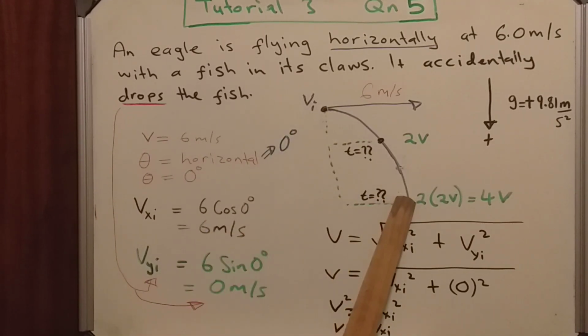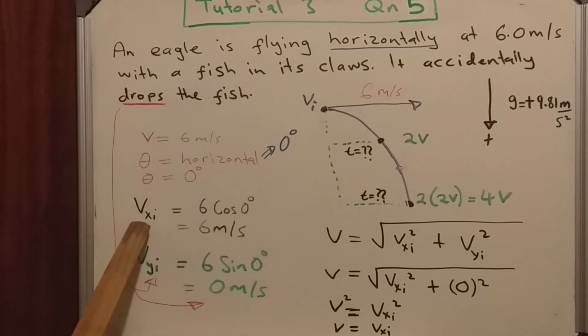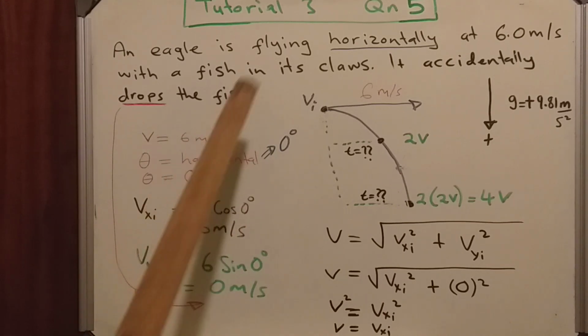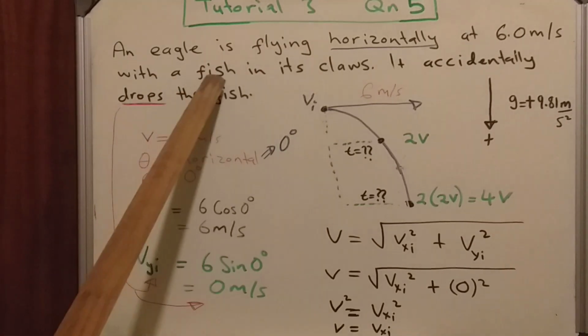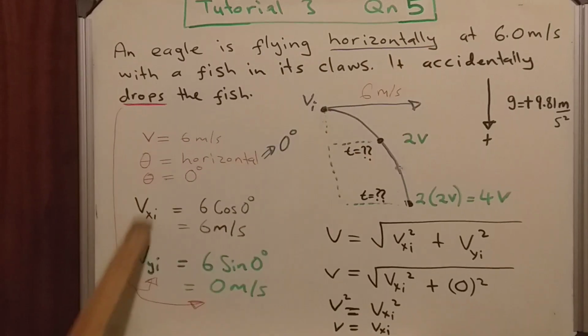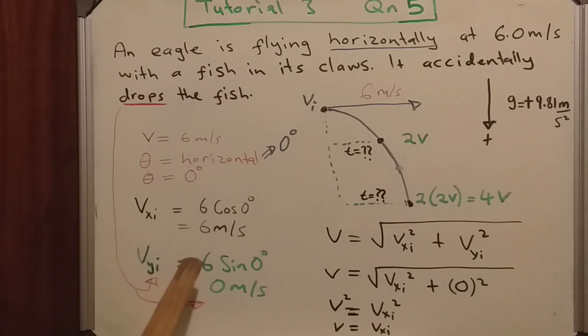Okay, so we want to calculate the components. Remember, when you're dealing with 2D, you must calculate the components. You split your vector, which is the speed of the fish, into components. So we are going to split it into x and y components. How are you going to do it?